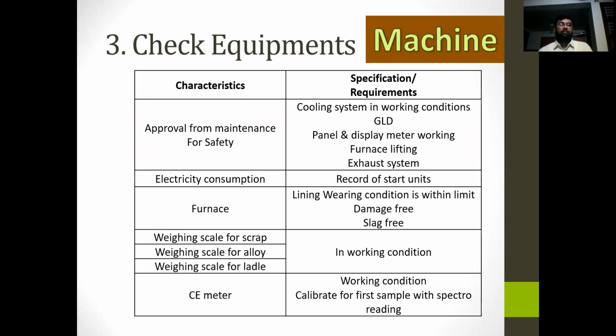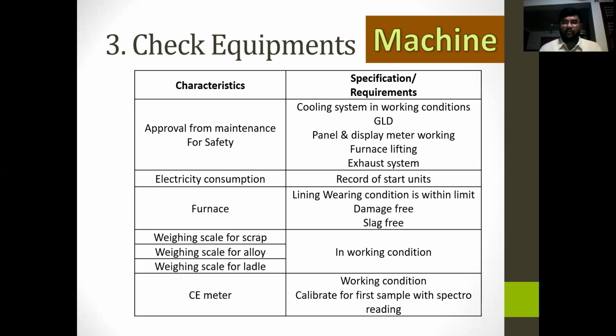Machine wise, check the equipment. Specifically for melting and pouring, you should have the approval from the maintenance regarding the safety issues and reliability of the equipment. So basically, cooling system in working condition, then GLD, panel and display meter working assurance, then the furnace lifting and the exhaust system working. That is basically part of a different check sheet for the maintenance department. But yes, the melting supervisor should have seen some of the points from that.